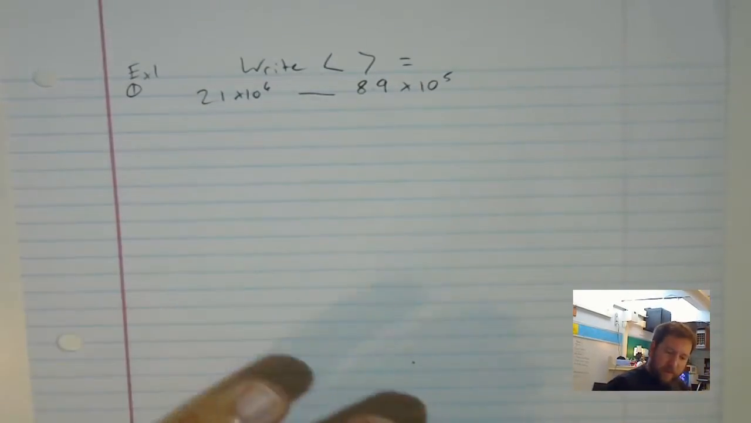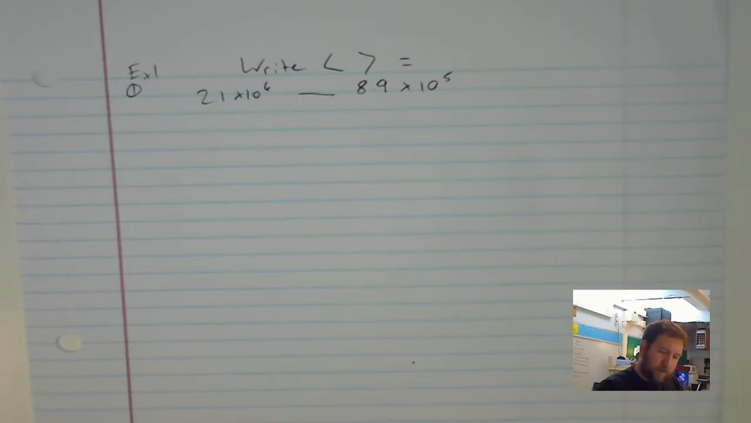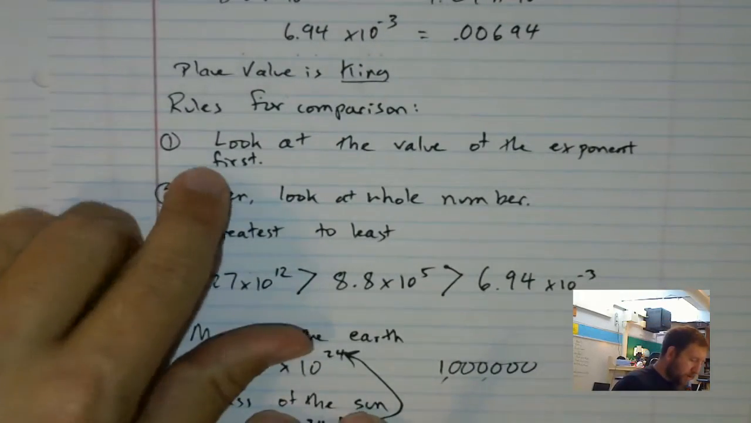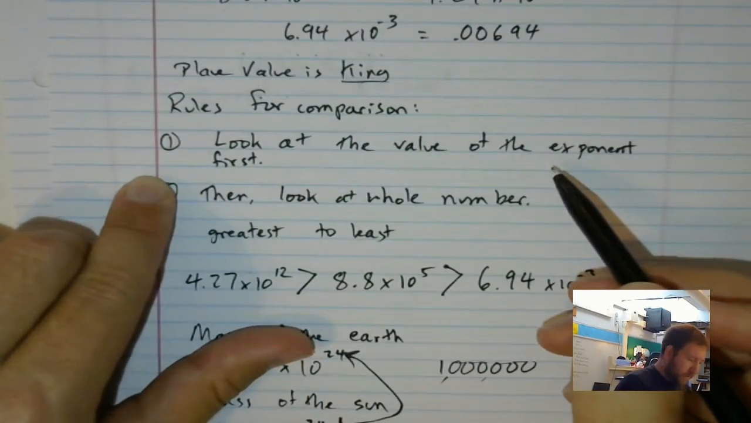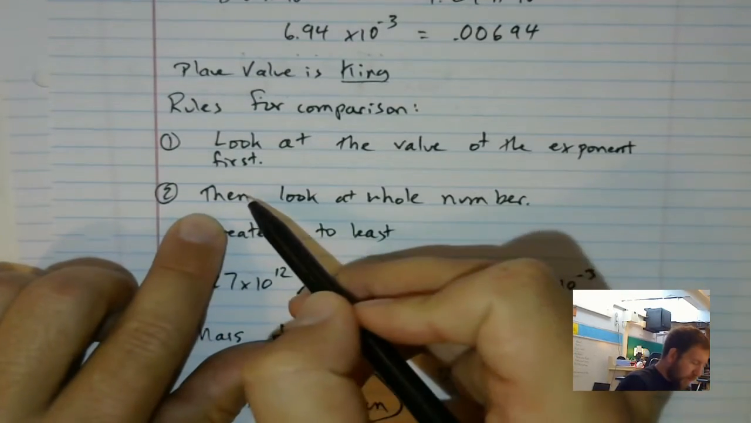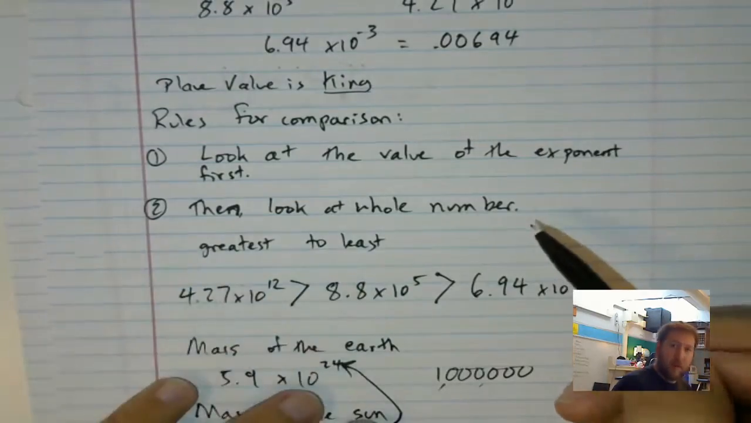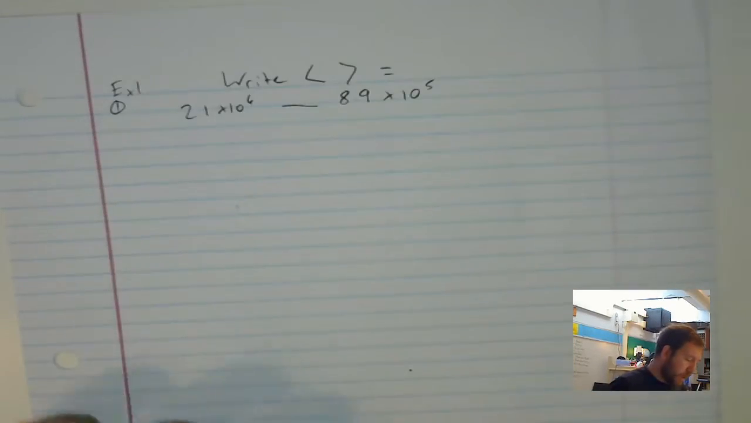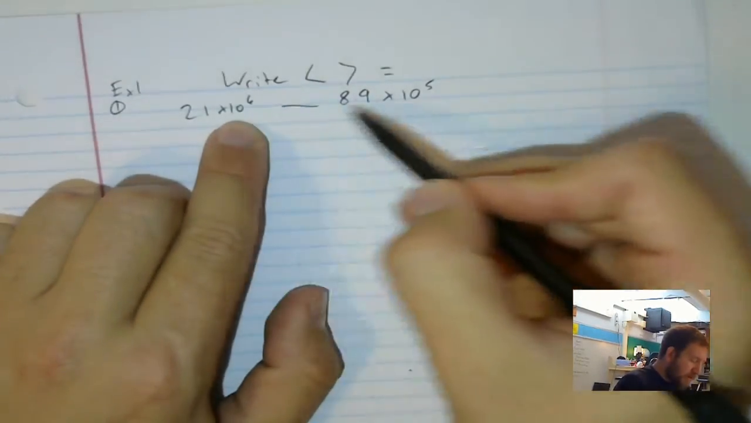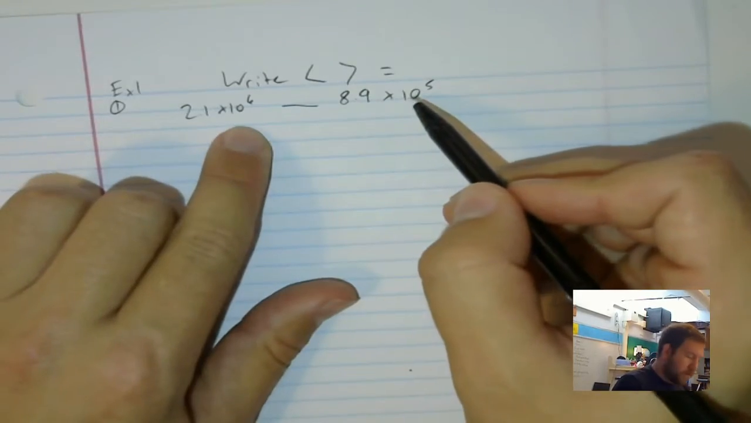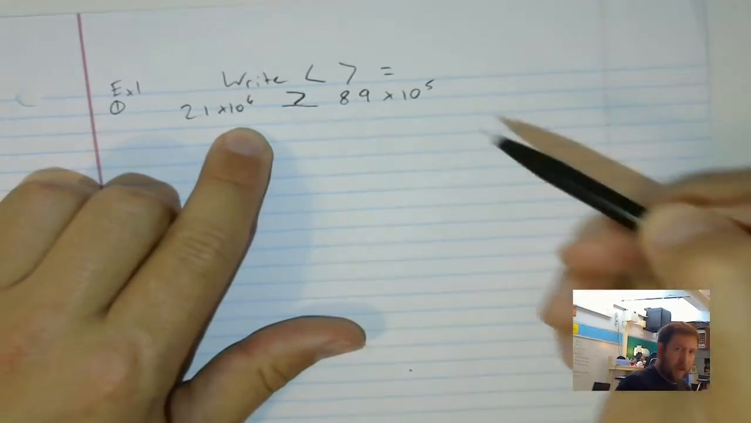Okay, what are my steps? Let's go find what my steps were. First, look at the value of the exponent. Then, look at the whole number to see what's bigger. Okay, first, I have 10 to the 6th and I have 10 to the 5th. Which is bigger? 10 to the 6th. Done. That one's bigger.